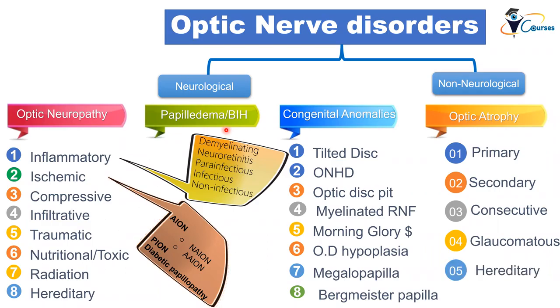Or finally, a hereditary optic atrophy such as the autosomal dominant or recessive or Leber hereditary optic neuropathies. So this is just a summary of classification of optic nerve disorders. In the exam, optic neuropathies are a very, very hot topic. It's asked in every ICU clinical exam.